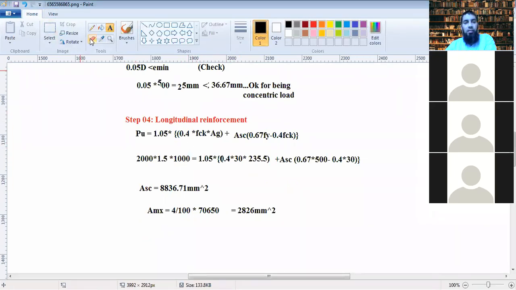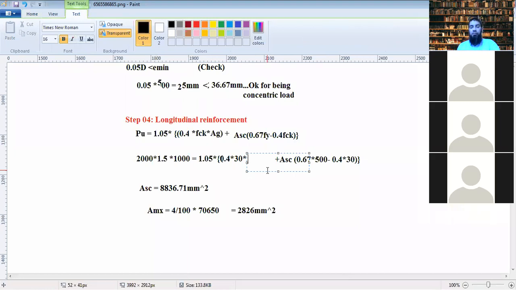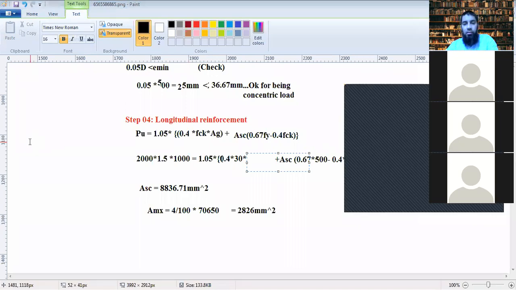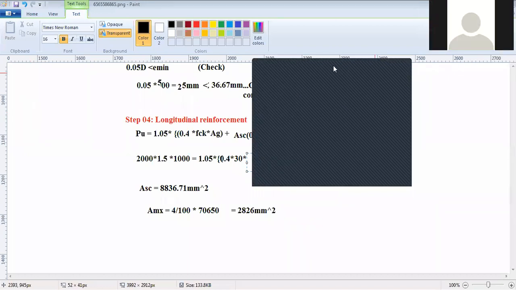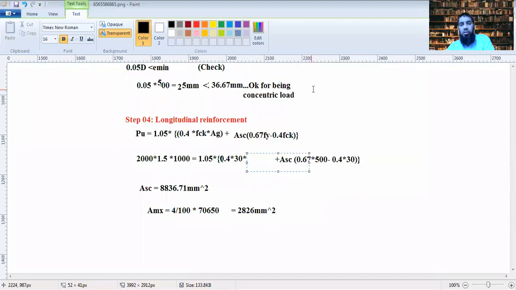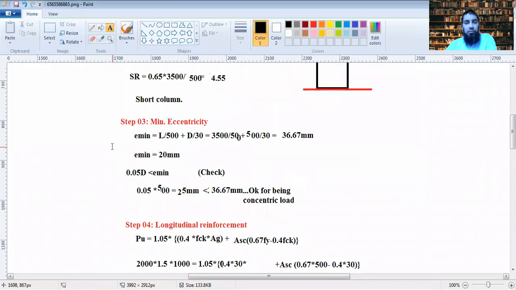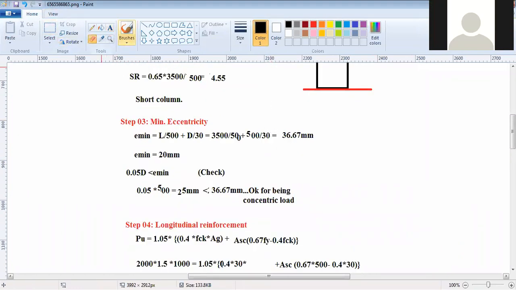Then the longitudinal reinforcement. This is 2000 into 1.5. Now what will change here is fck. What is Ag now? 500 cross 500. E minimum is 23.36.